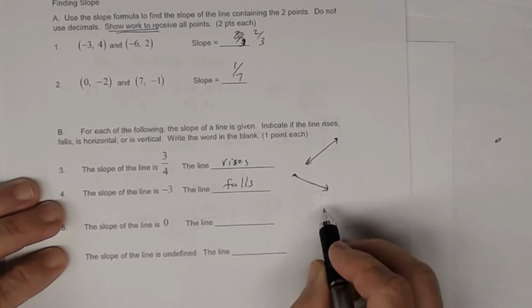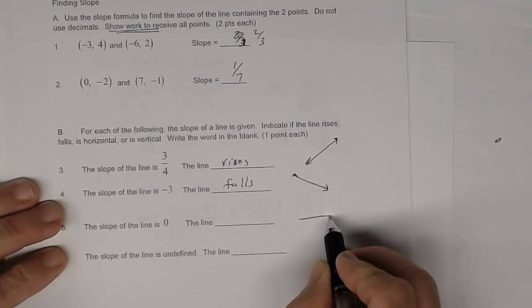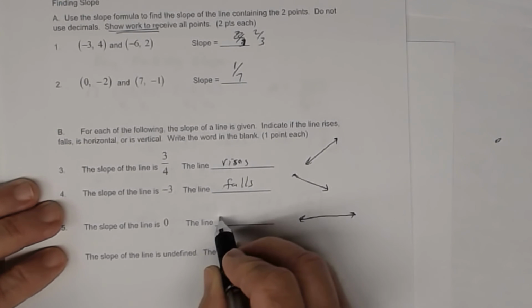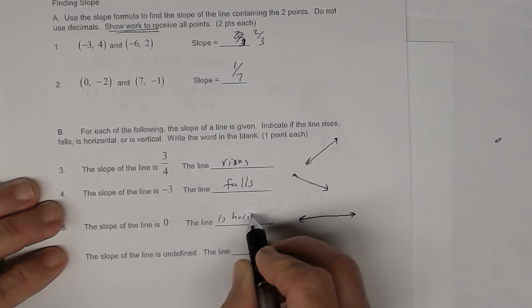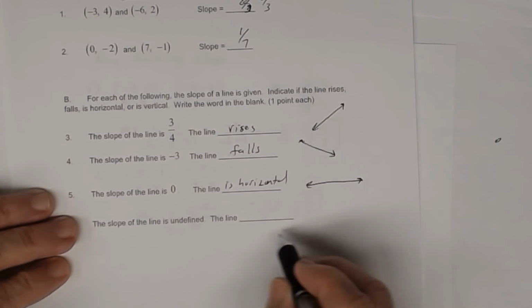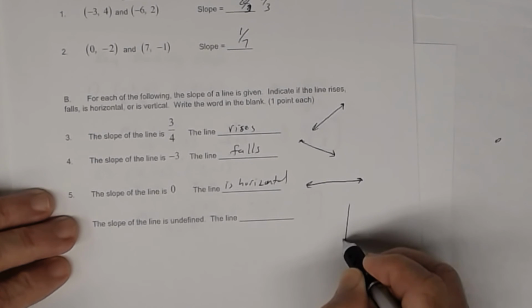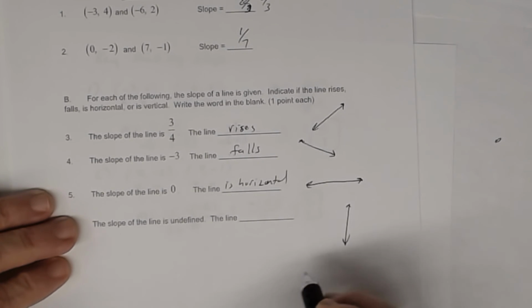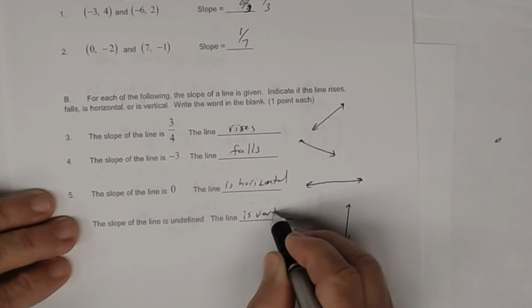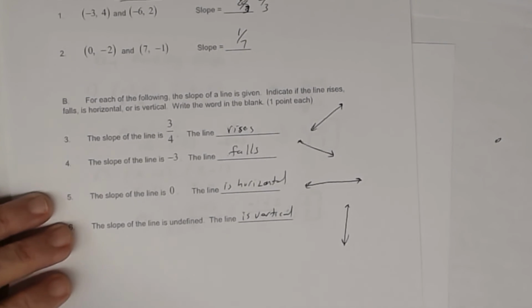If the slope is zero, that means you have a horizontal line. So that's slope 0, so the line is horizontal. And if the slope is undefined, that means you have a vertical line. So the line is vertical. Okay. All right. And so that is the key to this worksheet.